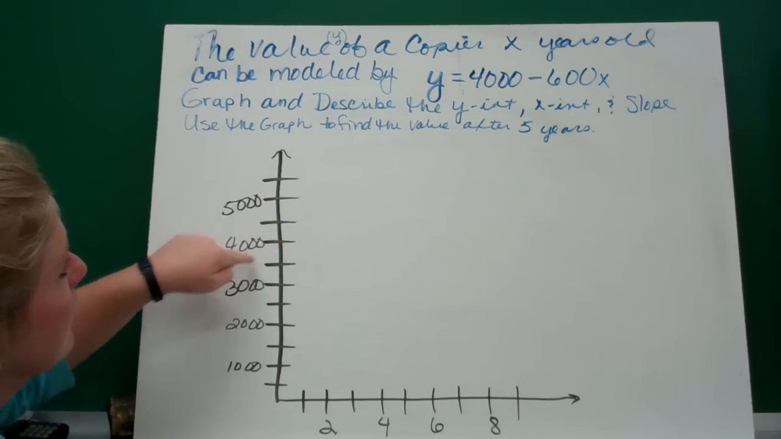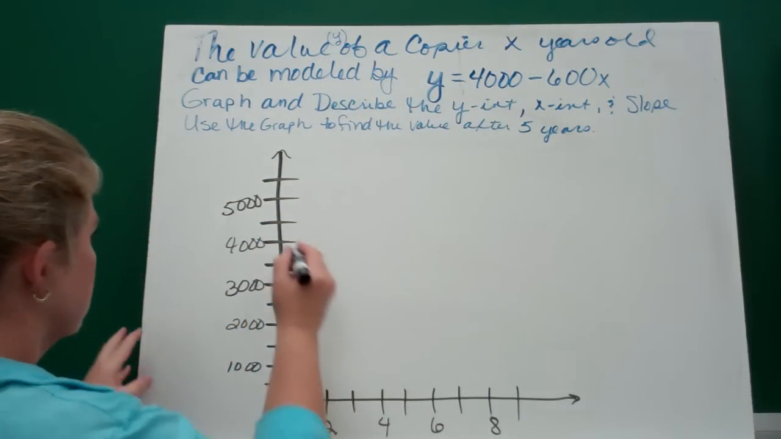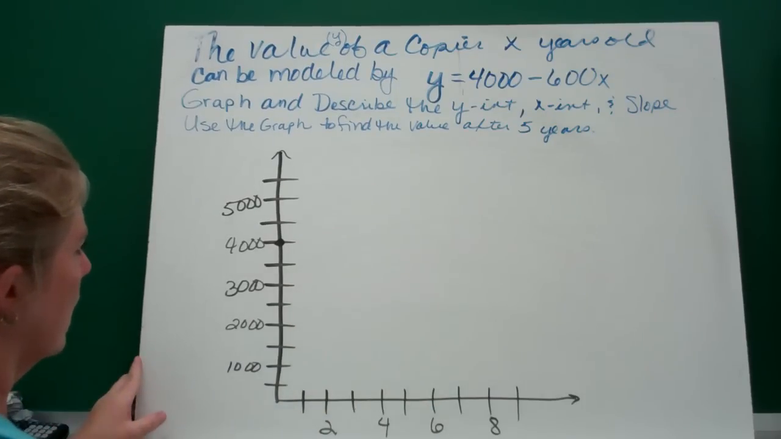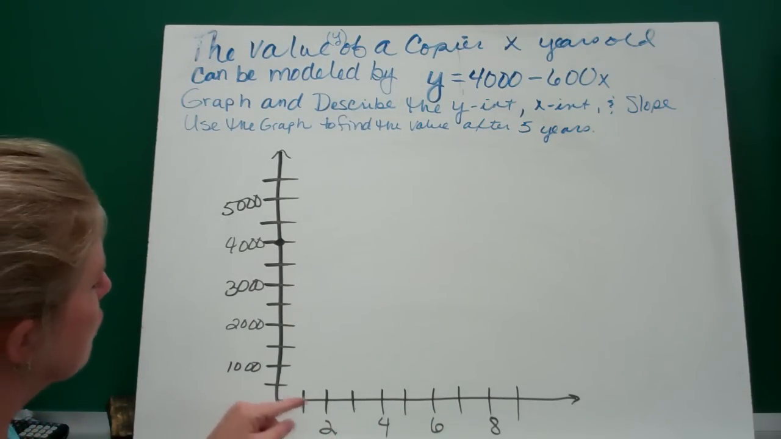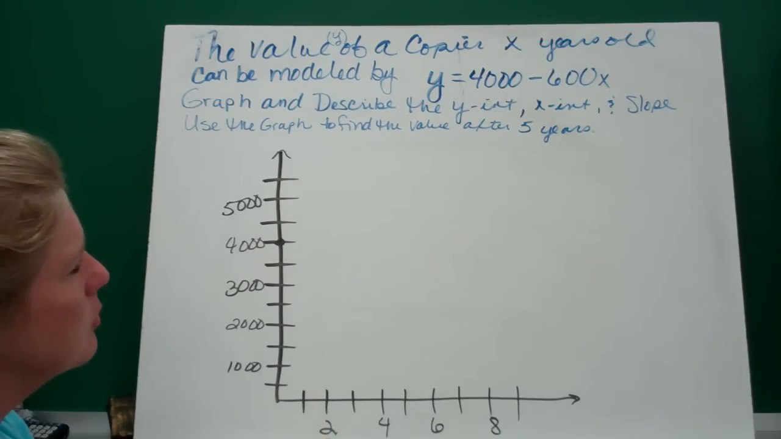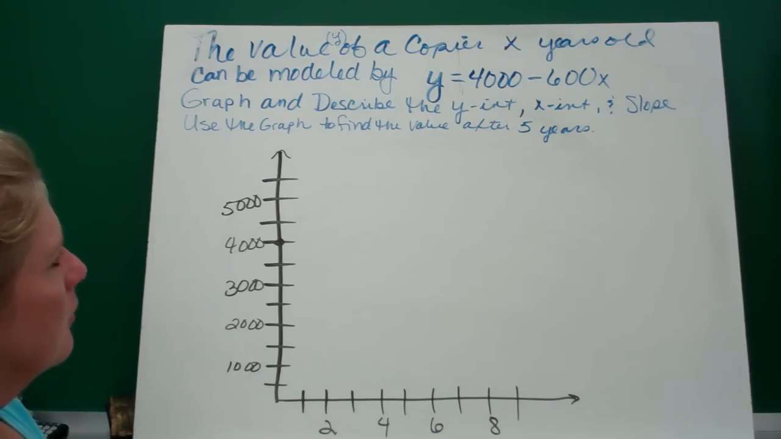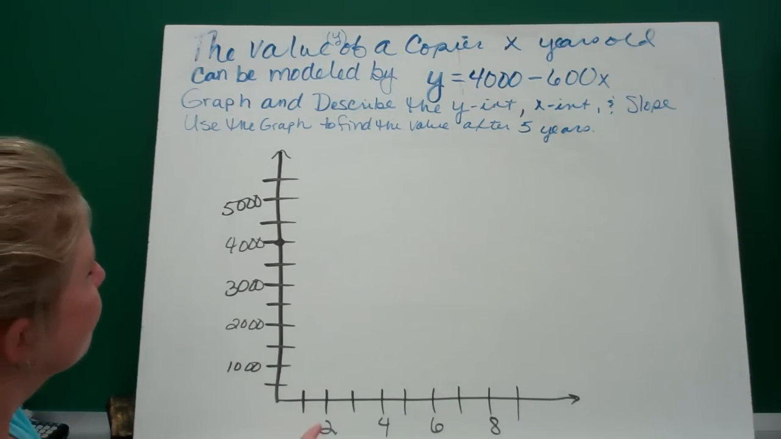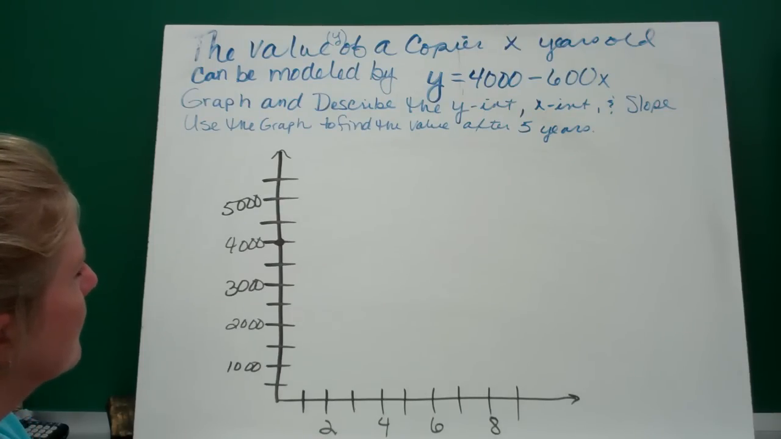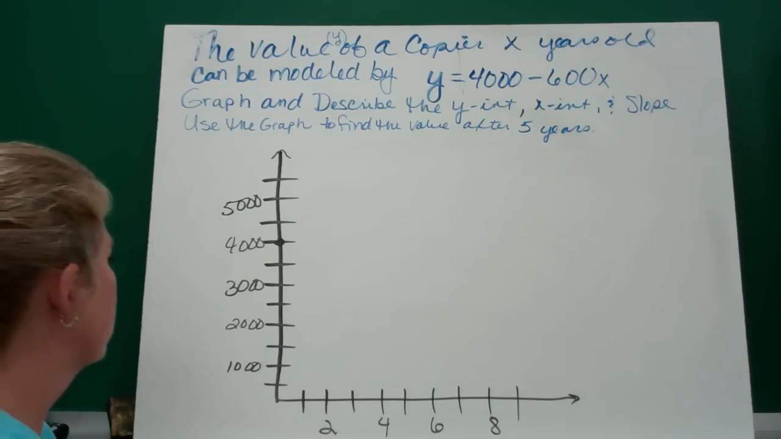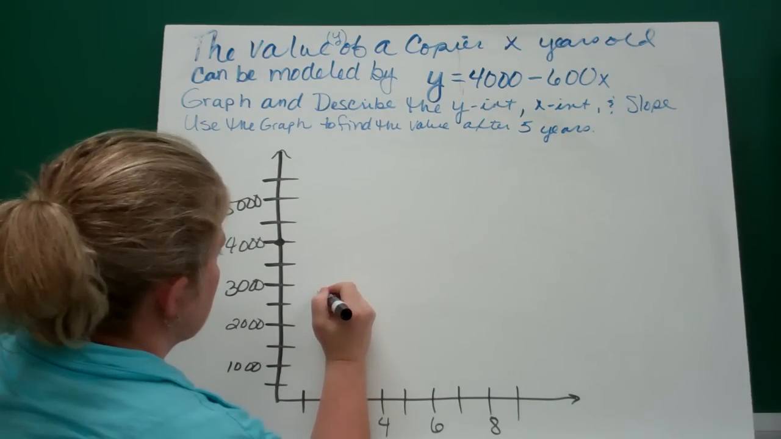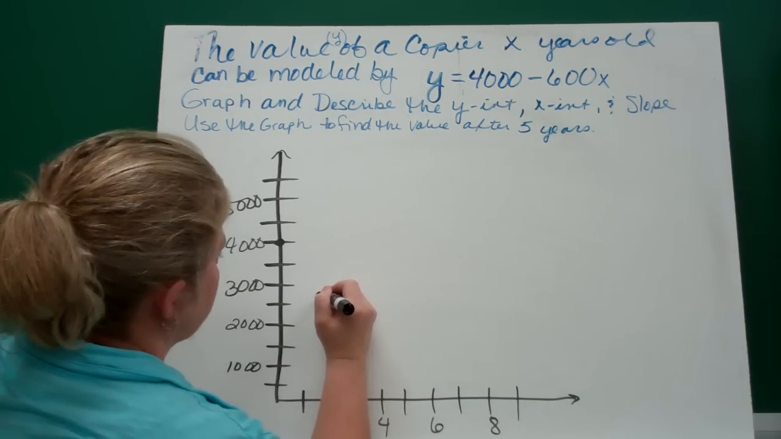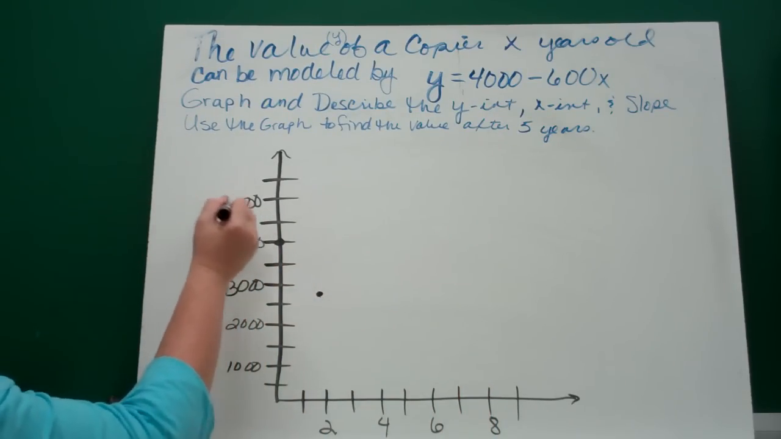Okay, 4,000, that's our y-intercept. If we plug in one of these numbers, let's say 2, I'm picking 2 just because I think 1's too close. Okay, 4,000 minus 1,200 is 2,800. So there's 3,000, so it's going to be just a little below that, right about there. Okay, draw the line.